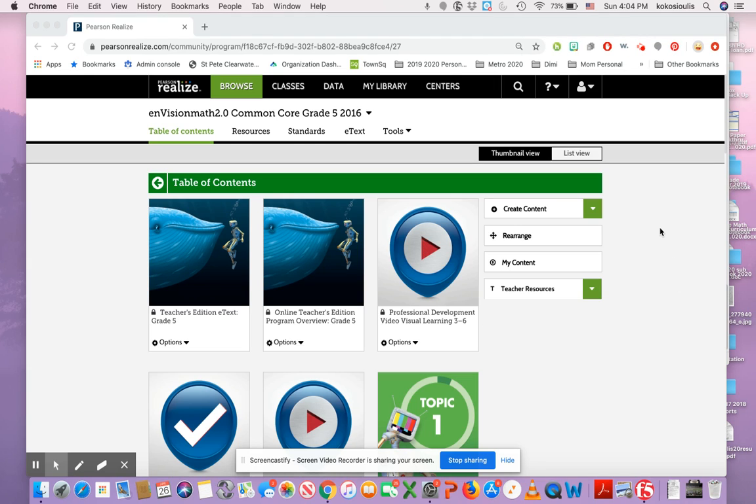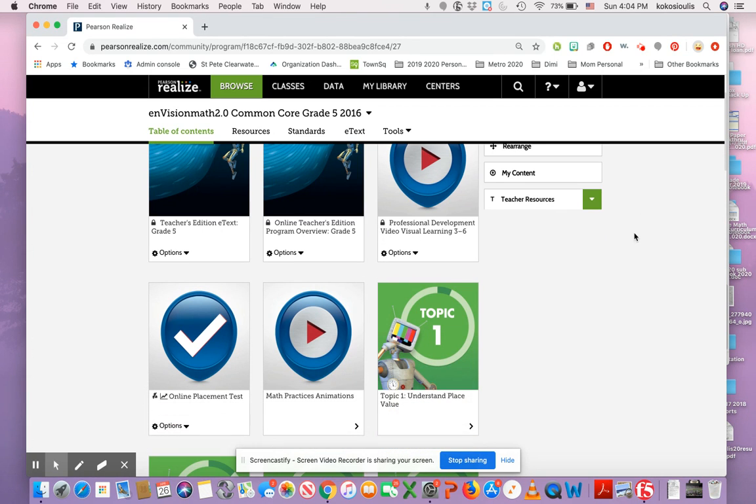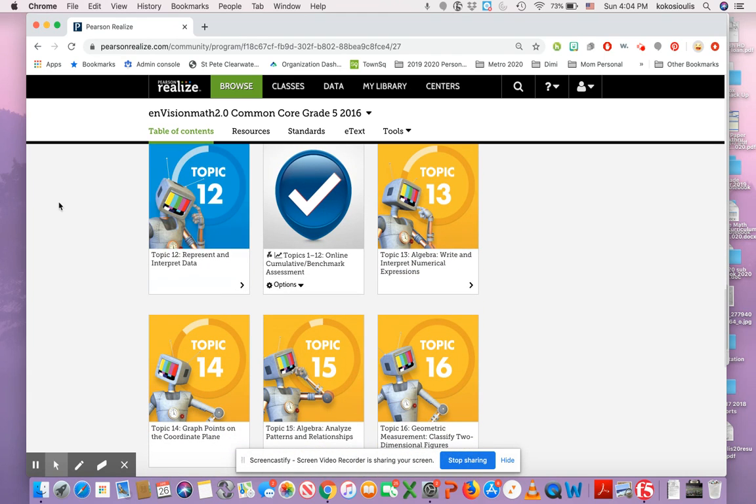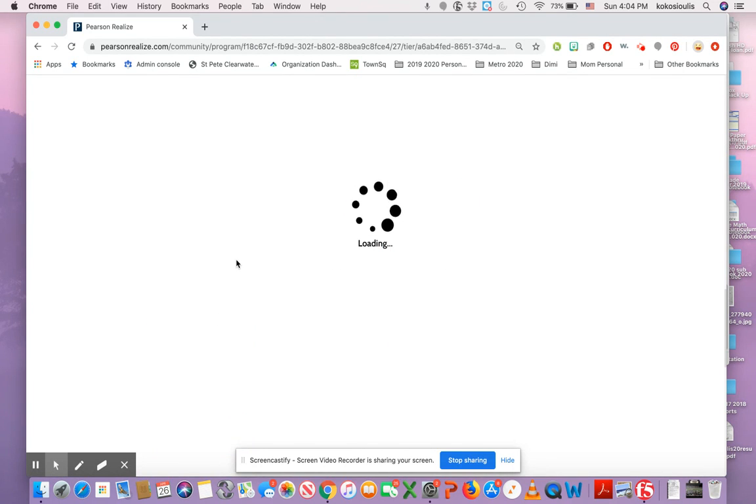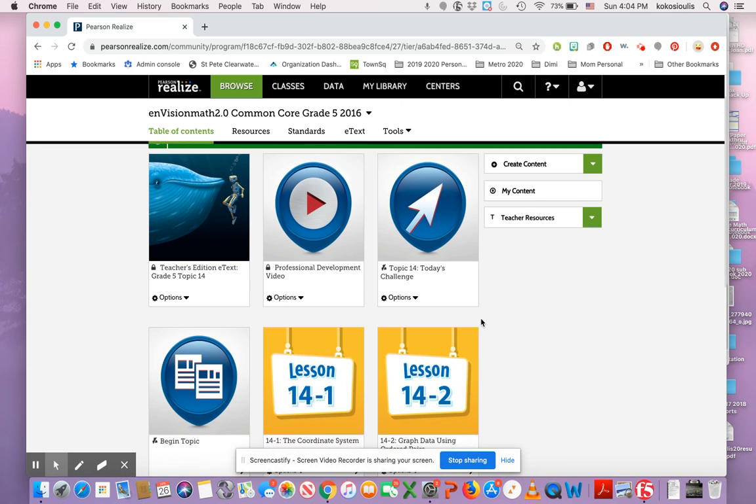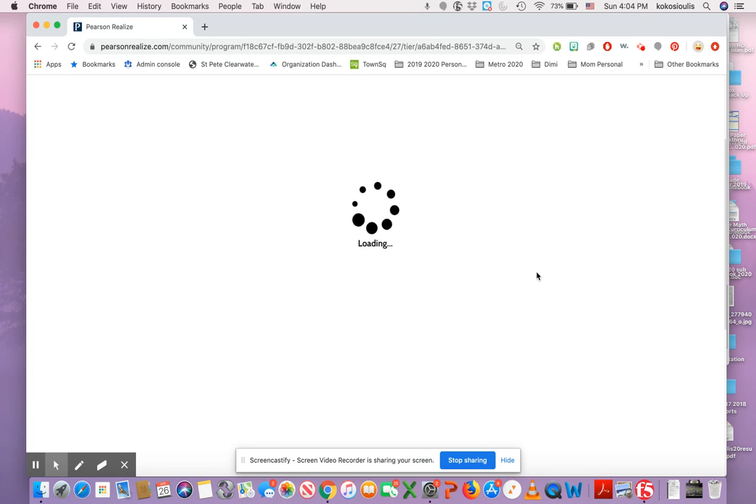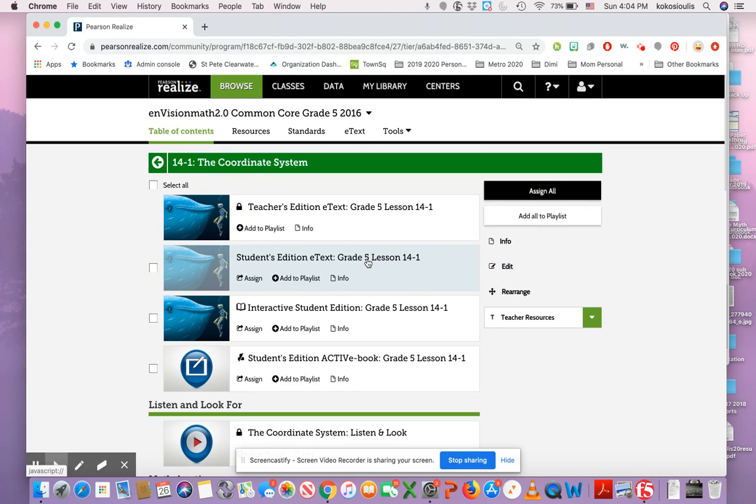Today we're starting a brand new unit in fifth grade, and it's one of my favorite units. If you're in Pearson Realize, we're going to skip over topic 12 and 13, and go to topic 14, which is graphing points on a coordinate plane. I really like this topic, so I hope you guys enjoy it too. We're going to be in lesson 14.1 today, so you can open up your books. I'm going to show you a couple of things about lesson 14.1, so let's go there right now. Let's wait for this to load.